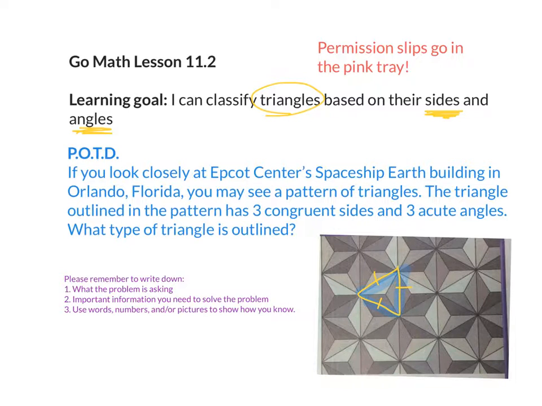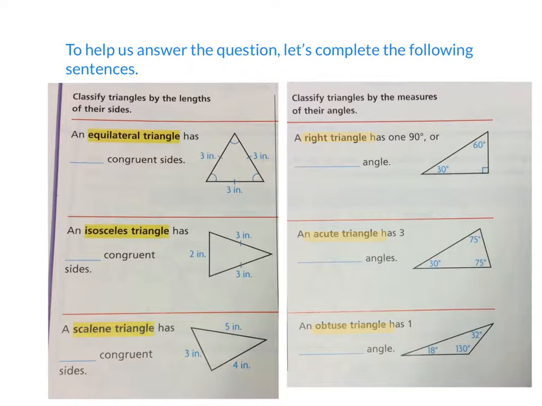Now, it has 3 acute angles. From your previous math learning, you should know what the word acute means, but if you don't, we'll talk about it, okay? We're trying to figure out what kind of triangle is outlined. Let's keep going. In order to help us answer this question, we're going to complete the following sentences.